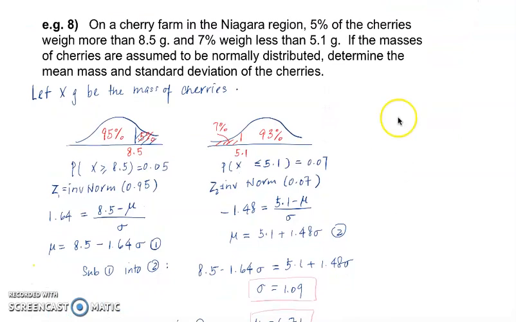Example 8. On a cherry farm in the Niagara region, 5% of the cherries weigh more than 8.5 grams and 7% weigh less than 5.1 grams. If the masses of cherries are assumed to be normally distributed, determine the mean mass and standard deviation of the cherries.